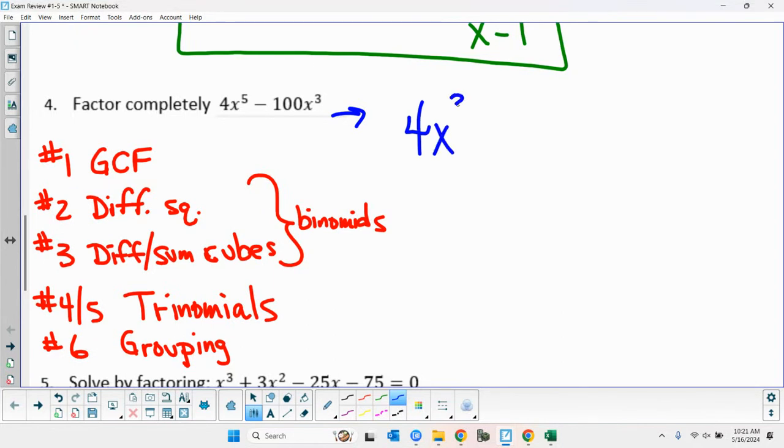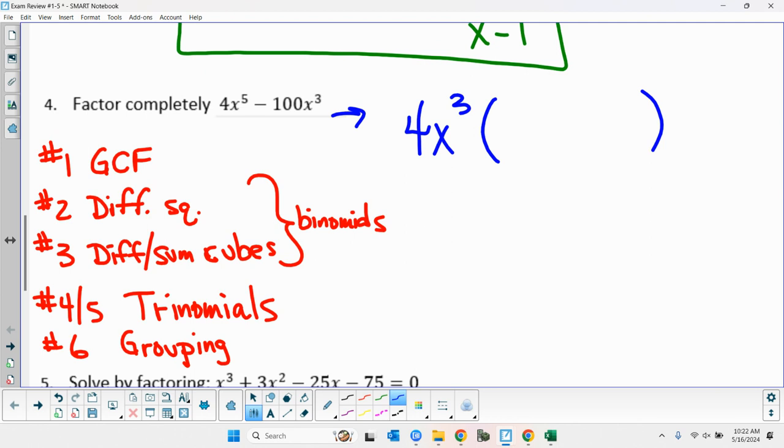4x cubed, right? You want the greatest. 4 is the biggest number, and then the smaller exponent of the variable that shows up in every one. So the 3 is smaller than 5. Then I divide those 2 terms by the 4x cubed. So this will have 2 terms in it.